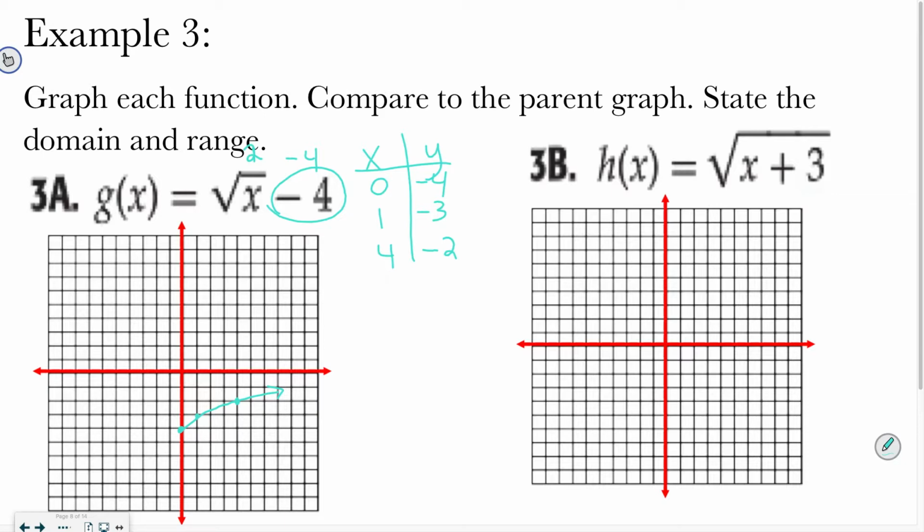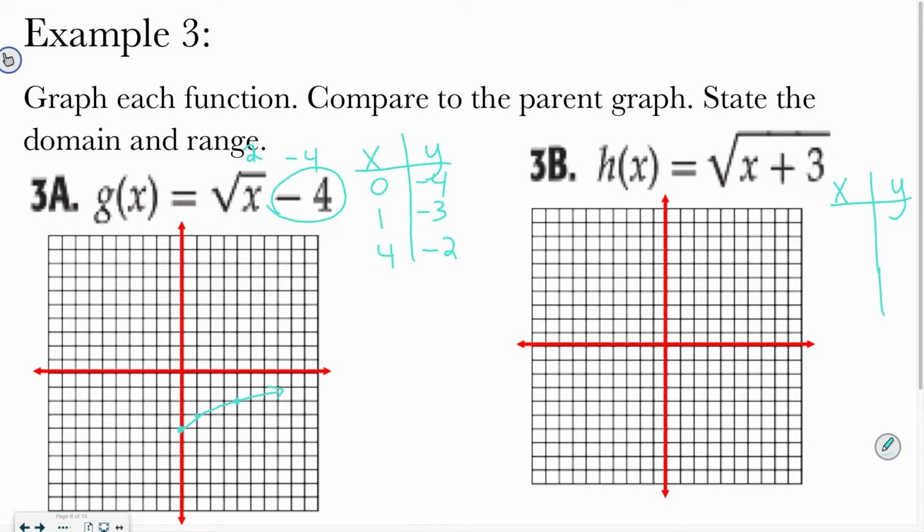Okay, now let's look at 3b. What if the +3 is inside the radical? Okay, it's underneath that radical. Let's do an xy table, and we'll go through and we'll do the domain and range for both. So if I plug 0 in, I'd have the square root of 0 plus 3, or the square root of 3. Is that a nice number? No. So what I'm going to do is plug in some nice numbers.